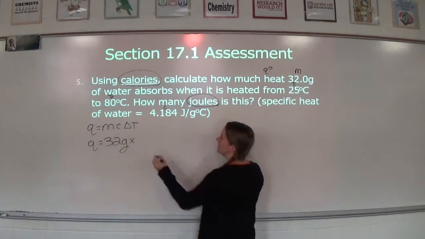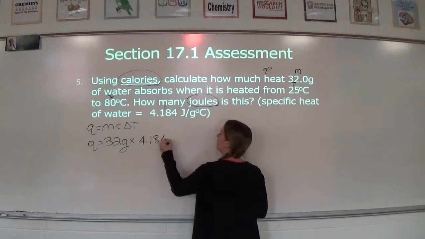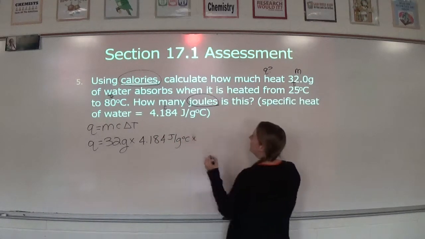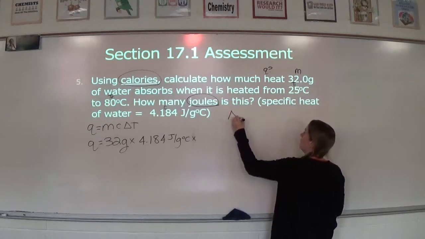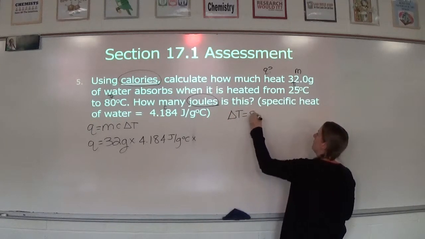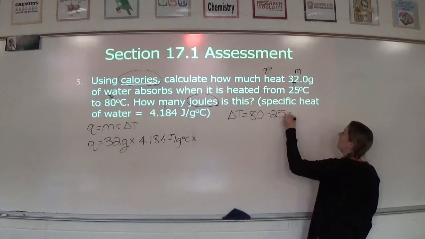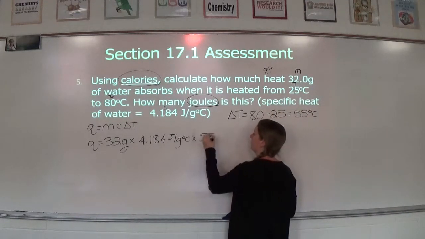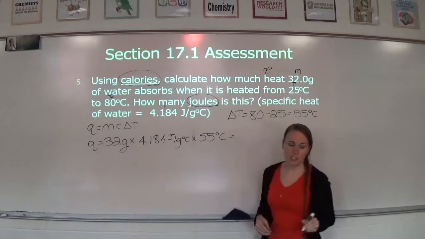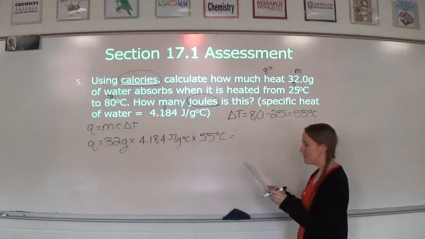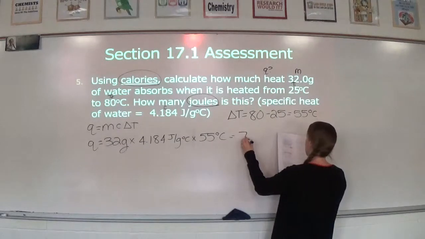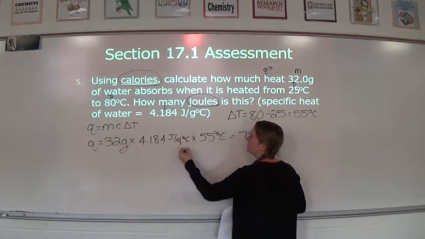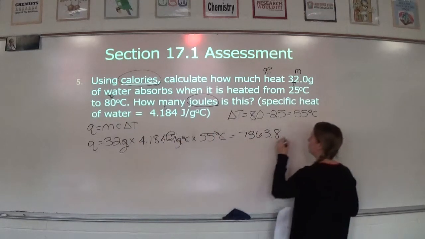My C is my specific heat, which is 4.184 joules per gram degree Celsius. And my change in temperature, let's figure out what that is real quick. It's final, which is 80, minus initial, which is 25. So that would give me a 55 degrees Celsius change in temperature. Once I multiply all that, I got 7,363.8. Celsius cancels, grams cancel, so I'm left with joules.